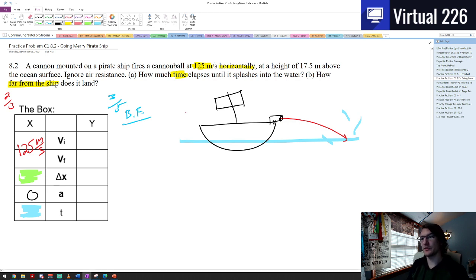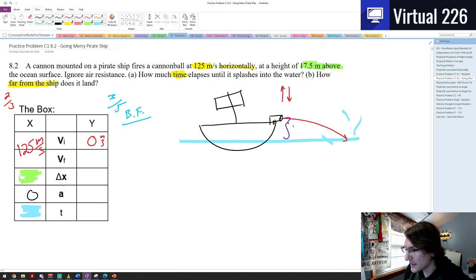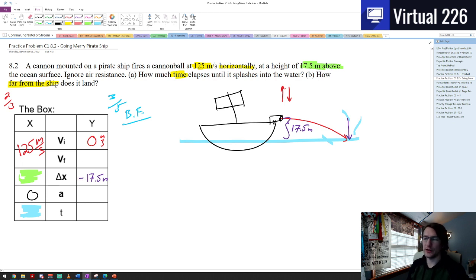We also know because of this that if we shoot this horizontally, the cannon isn't being shot up at all, it's not being shot down at all in the y direction. This means the initial y component is 0. Okay? What else do we know? We know it's shooting at a height of 17.5 meters above the ocean surface. So we know that this distance here is 17.5 meters. So when the cannonball falls, we know it's changing its displacement by 17.5 meters in the negative direction. So that's 2 things we know.